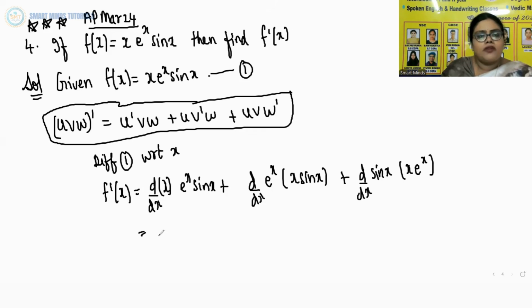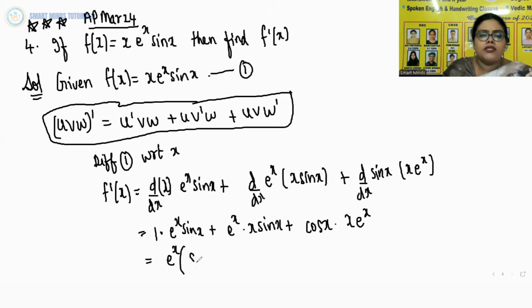So derivative of x is 1 into e power x sin x plus derivative of e power x is e power x into x sin x. Then derivative of sin x is cos x into x e power x. So if you take e power x common, you will get sin x plus x sin x plus x cos x. This is the final answer.